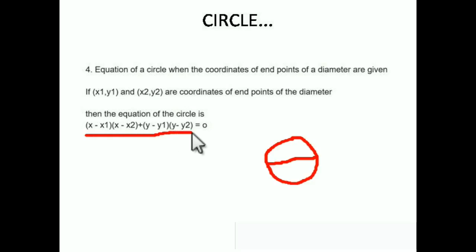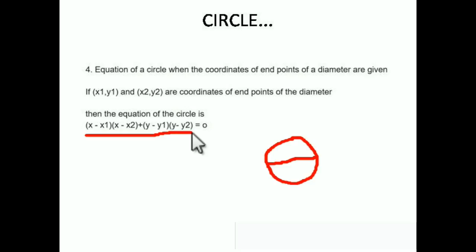The first one is the equation of a circle when the coordinates of the endpoints of the diameter are given. That means if we have any circle here and the endpoints of the diameter, this point and this point, are given, let's say they are x1, y1 and x2, y2. Then the equation of the circle can be found directly by the formula (x minus x1)(x minus x2) plus (y minus y1)(y minus y2) is equal to 0. By using this formula, you can find the equation of the circle directly.